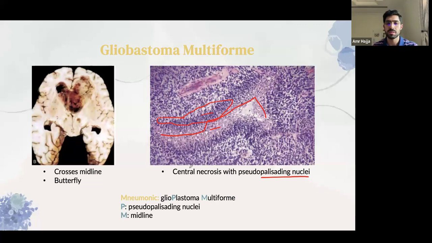A mnemonic to remember it is basically glioblastoma multiforme: P in blastoma for pseudopalisading nuclei, and M in multiforme for it crosses midline. Okay? So pseudopalisading nuclei and crossing midline. So this is about glioblastoma multiforme.